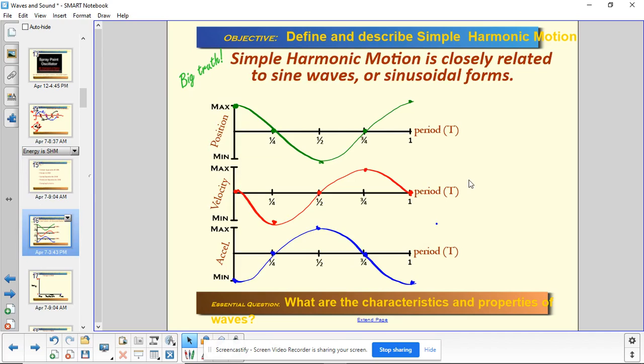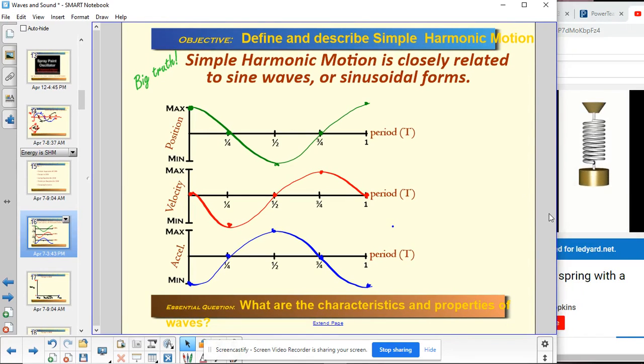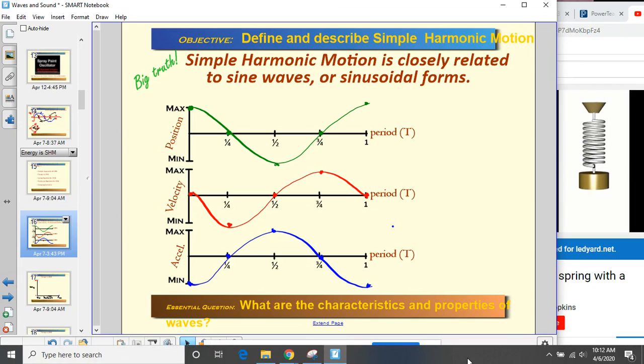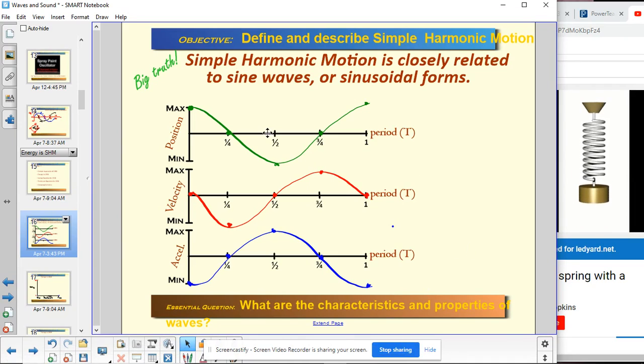Okay, so simple harmonic motion is closely related to sine waves or sinusoidal forms. So here we have three graphs. We have a position versus time graph, which is for an oscillating object, velocity versus time, and acceleration versus time, and they are all related to each other. To help make this work, it will help if we have a visual representation here. So we have a weight oscillating up and down on a spring. And what we're going to do is see how these graphs relate to this motion here.